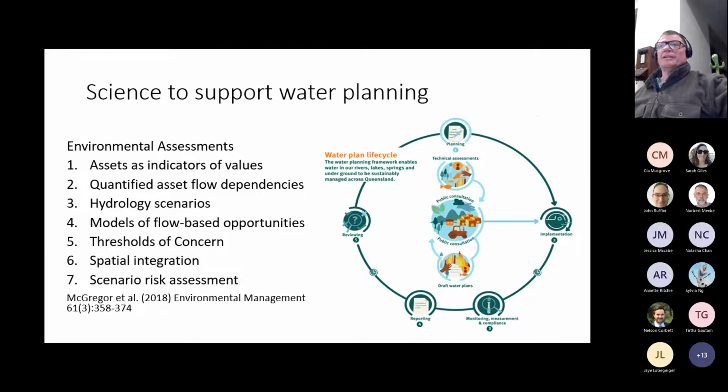And then where necessary, depending on the type of value we're talking about, we integrate that spatially within the water plan area. And that relates then to a scenario risk assessment, which compares different scenarios of water management being considered back to the pre-development case for that particular area. And this is all published in the paper that's cited at the bottom, and which I'm sure Glenn talked about in a fair bit of detail a month or so ago.